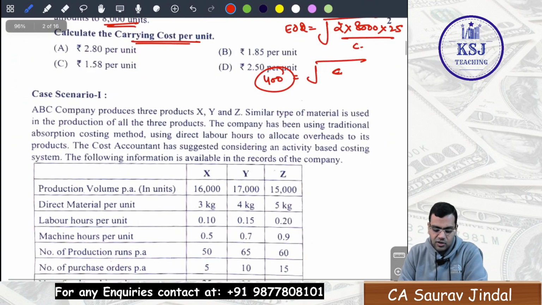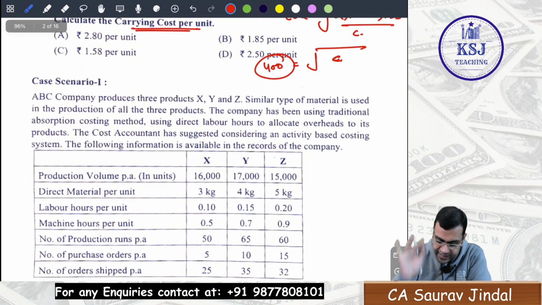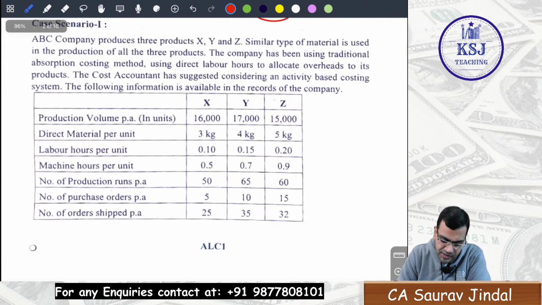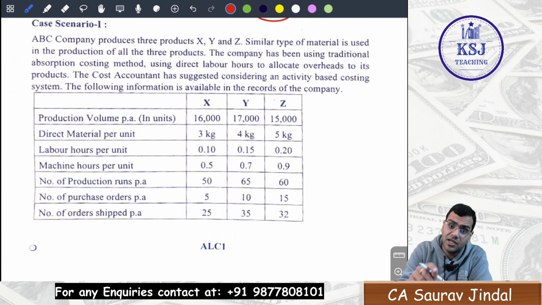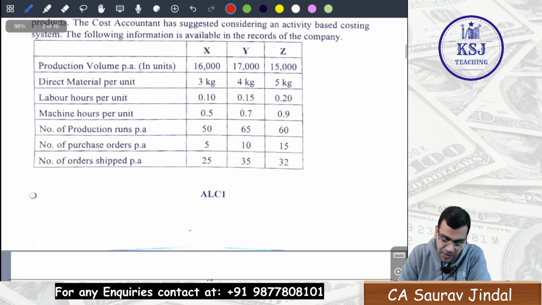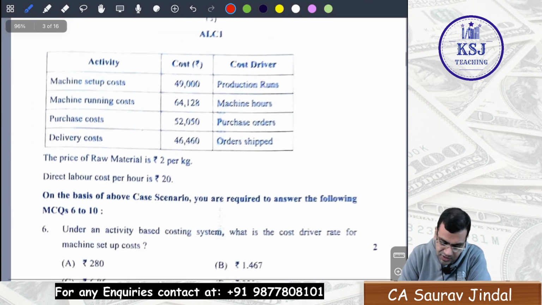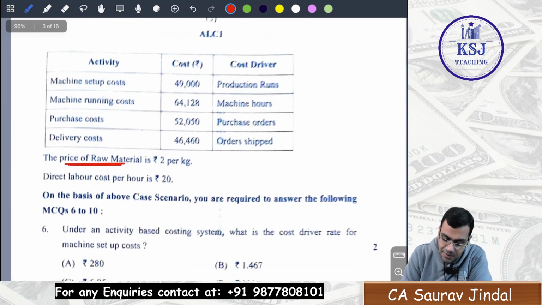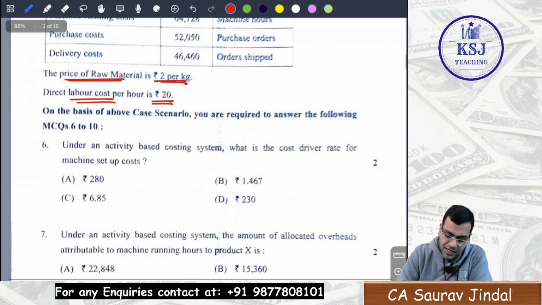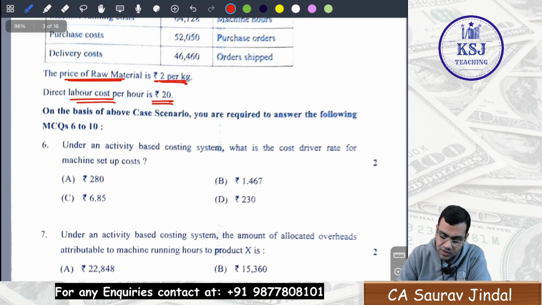Then case scenario 1 is on activity based costing. Production volume is given. Direct material per unit usage is given to you per unit, not the cost. Labor hours per unit, the usage is given to you, not the cost. Then machine hours per unit, number of production runs, activities, cost and cost driver are given, price of raw material per kg is given, and the direct labor cost per hour is given to you.